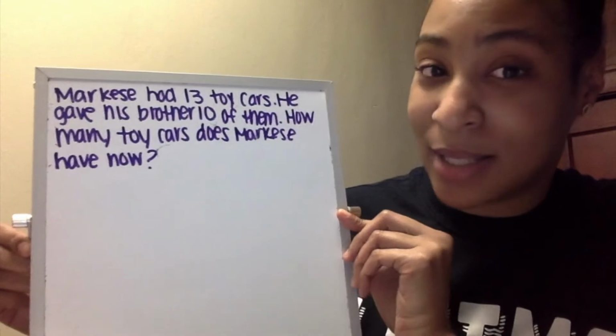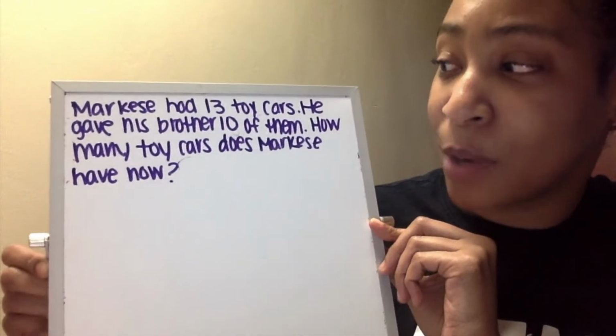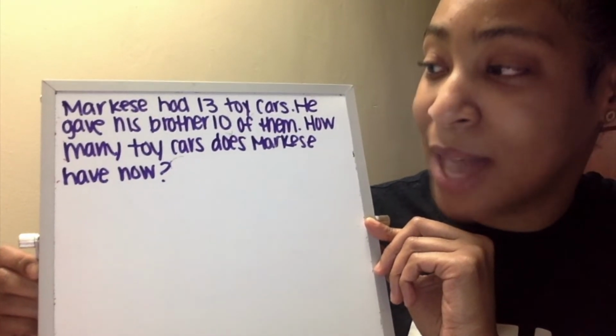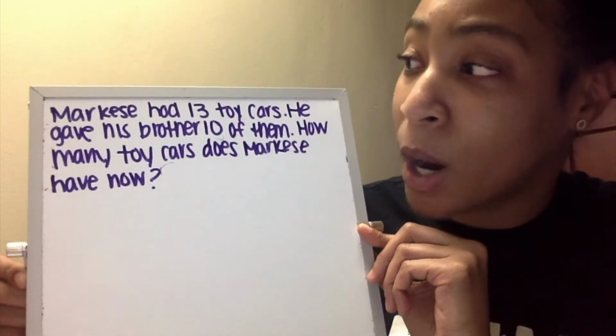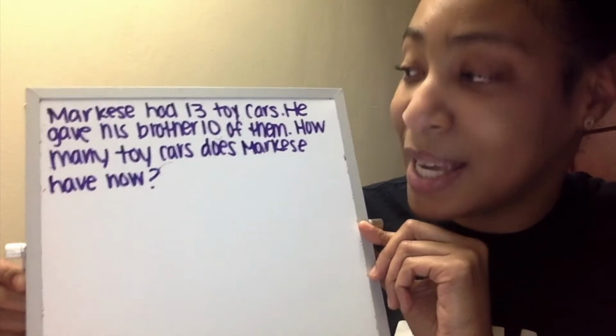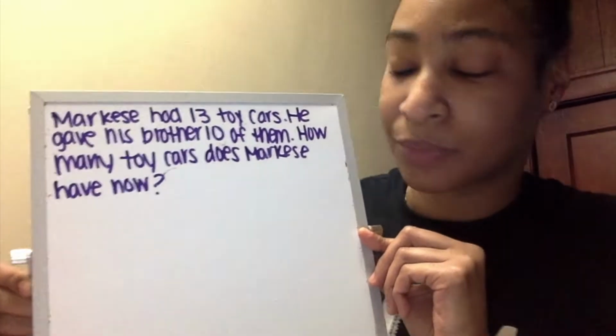So the problem says, Marquise had 13 toy cars. He gave his brother 10 of them. How many toy cars does Marquise have now? Marquise had 13 toy cars. He gave his brother 10 of them. How many toy cars does Marquise have now?